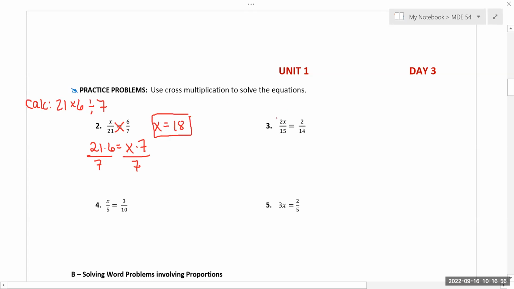If you have a number in front of x, that's okay too. It gets multiplied. So this would be 2 times x times 14 equals 15 times 2. So that's 28x equals 30, and then divide by that 28. Now you wouldn't leave it like that. You need to reduce that down to 15/14.